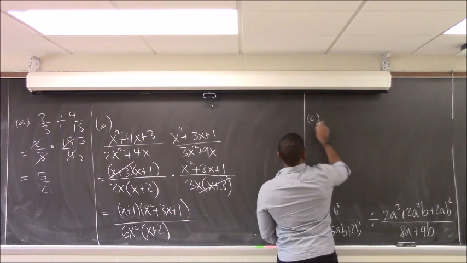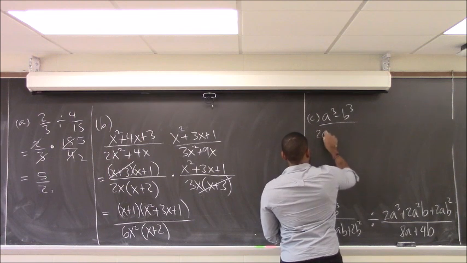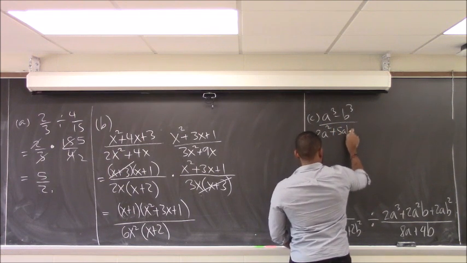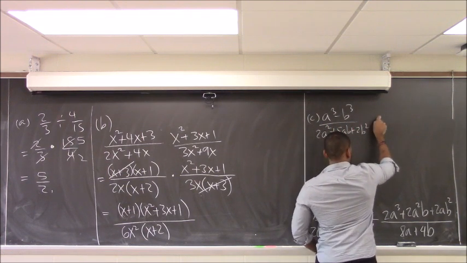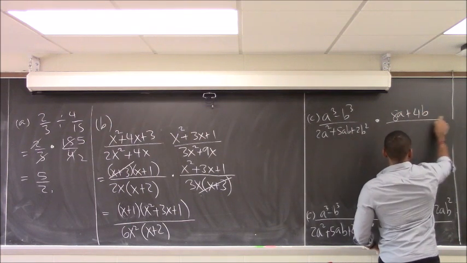So for C, we're going to have a cubed minus b cubed over 2a squared plus 5ab plus 2b squared, times, we're going to flip and multiply. It's the big guy.